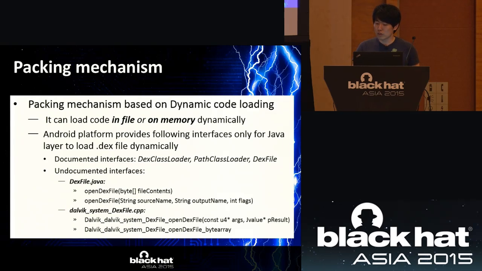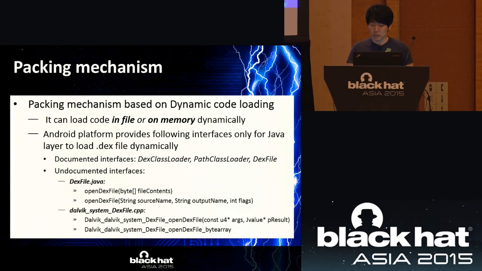First one is dynamic code loading-based packing. This type of packing loads executable code in file or in memory. There are some interfaces provided by the Android platform for loading executable code dynamically. These interfaces are on Java level and on native level. On Java level, for example, there are DexClassLoader, PathClassLoader, and DexFile. These interfaces are documented APIs. On the other hand, there are also some undocumented interfaces like method openDexFile in DexFile class.